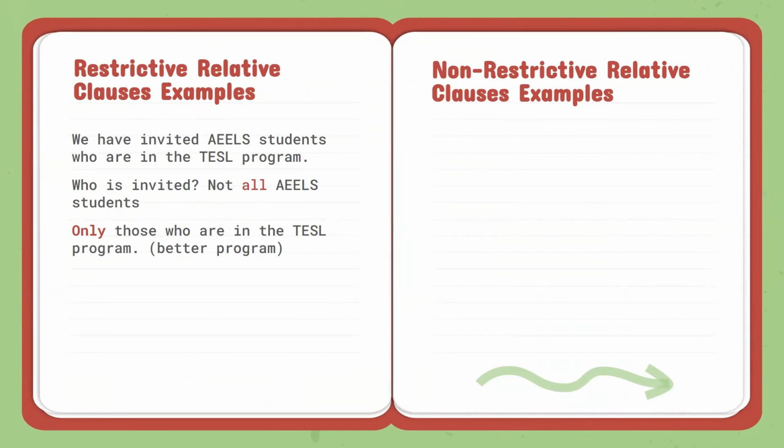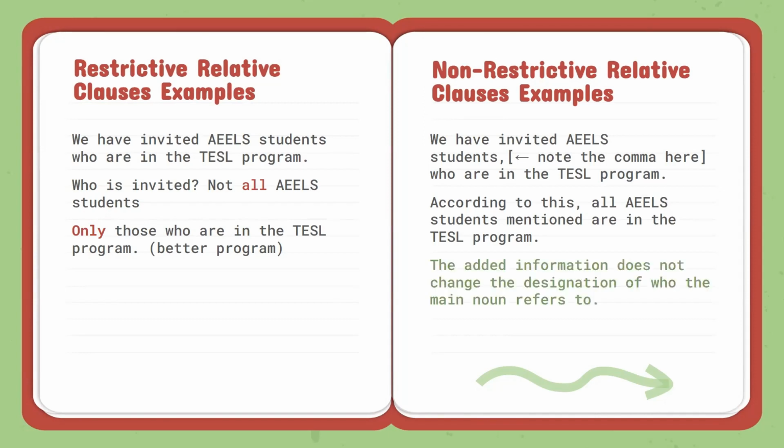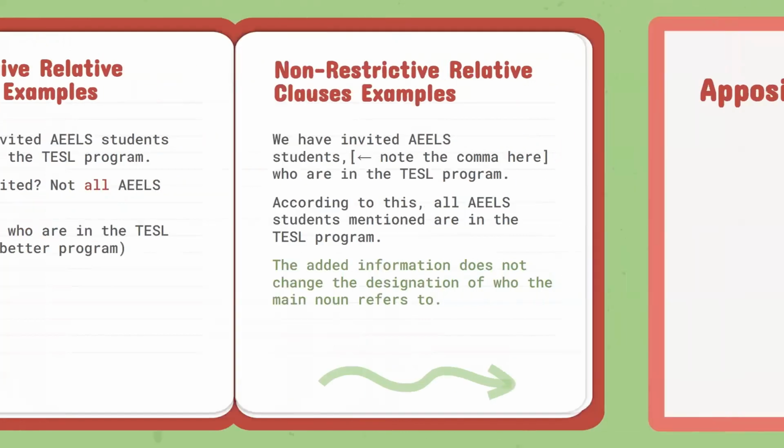Now, for the non-restrictive relative clause, we use the same example, but modified a little bit. We have invited IEL students, comma, who are in the TESOL program. This here would make it a non-restrictive relative clause. The only difference is the comma. According to this, when you read it, it means that all of the IEL students that are mentioned are already in the TESOL program. So it's not restricting the other programs because we're just talking about the ones in the TESOL program. The added information doesn't change the designation of who the main noun refers to.